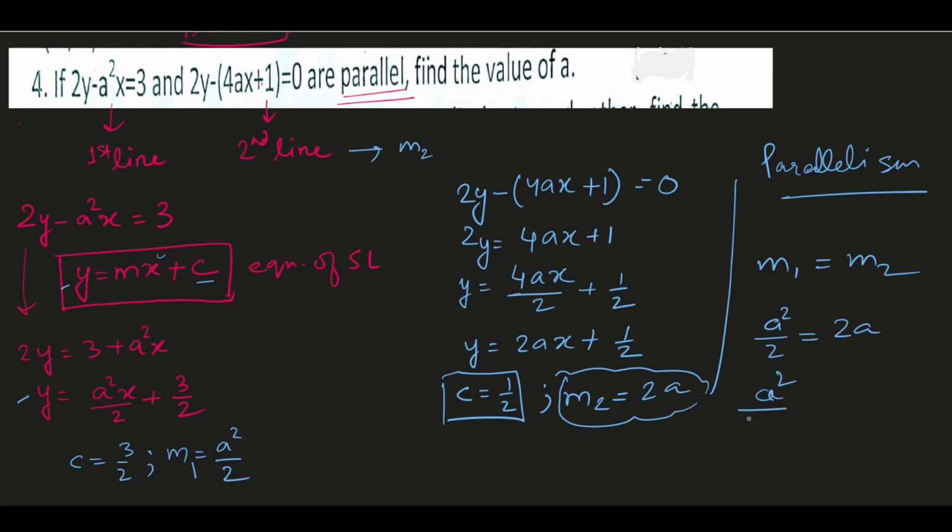A square by 2 equals 2a, cross multiply. This 2a comes here, this 2 goes there on the right side. This is 2, so we can cancel a and this square. So a is equal to 2 into 2, which is equal to 4. So a is equal to 4. This is our correct answer. Let's move ahead.